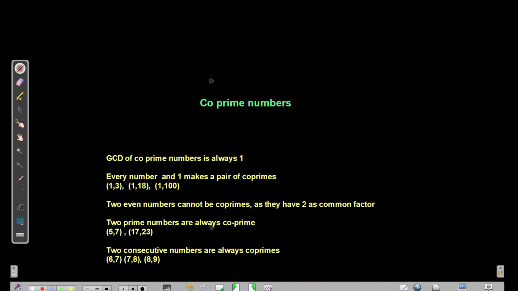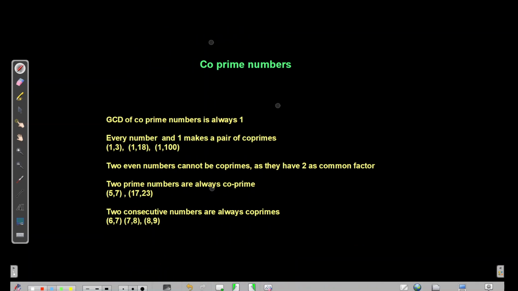And let's learn some facts about coprime numbers. The GCD of coprime numbers is always 1, so we can evaluate by finding the GCD, to confirm there is no common factor other than 1. Every number and 1 makes a pair of coprimes. Consider 3: 1 and 3 are coprime. 1 and 18 are coprime. 1 and 100 are coprime, because the only common factor is 1. So if a number is paired with 1, that number is coprime with 1.